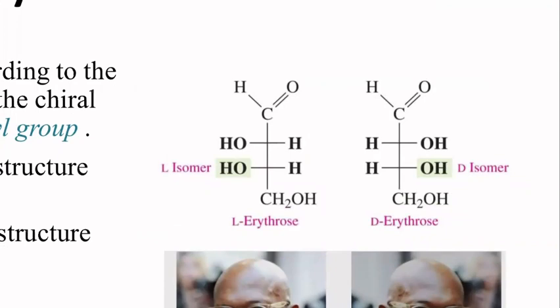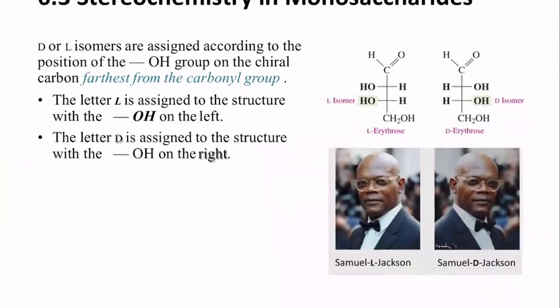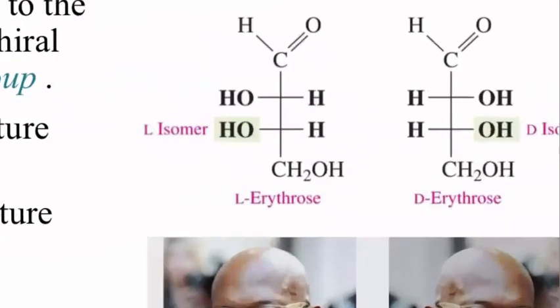And how do I identify if my monosaccharide is L or D? Well, as you can see here, the D or L isomers are assigned according to the position of the OH on the chiral carbon that is the farthest away from the carbonyl. So when we look at the molecules that we have here, erythrose in the L conformation and erythrose in the D conformation, okay? Let me just look at these closely.